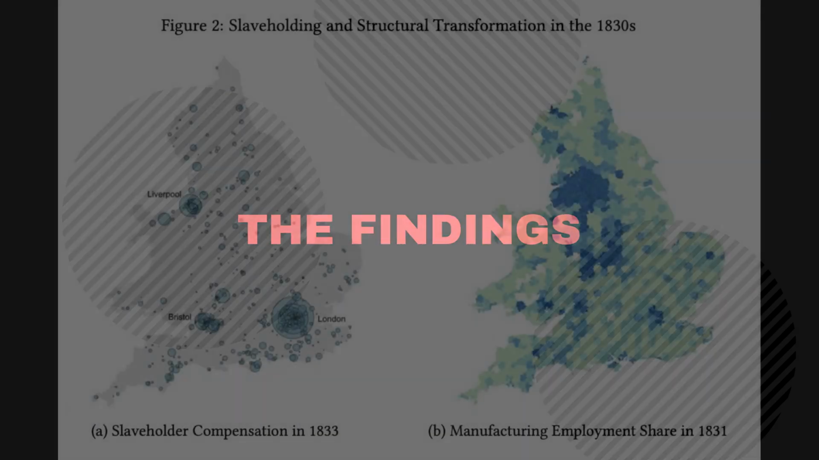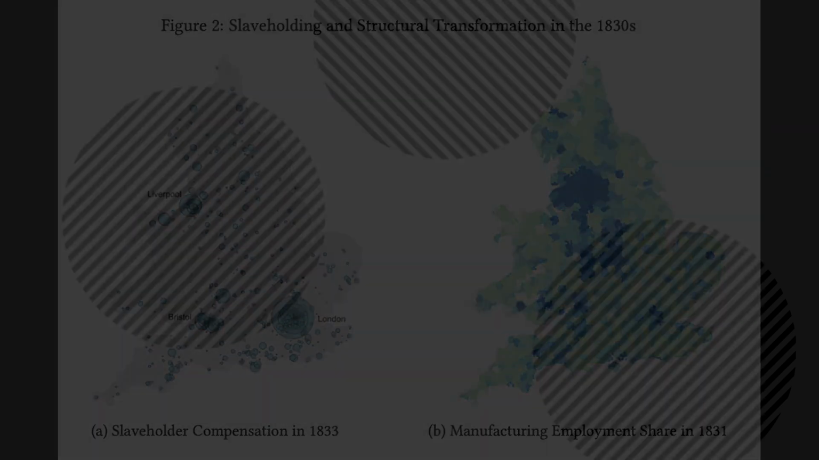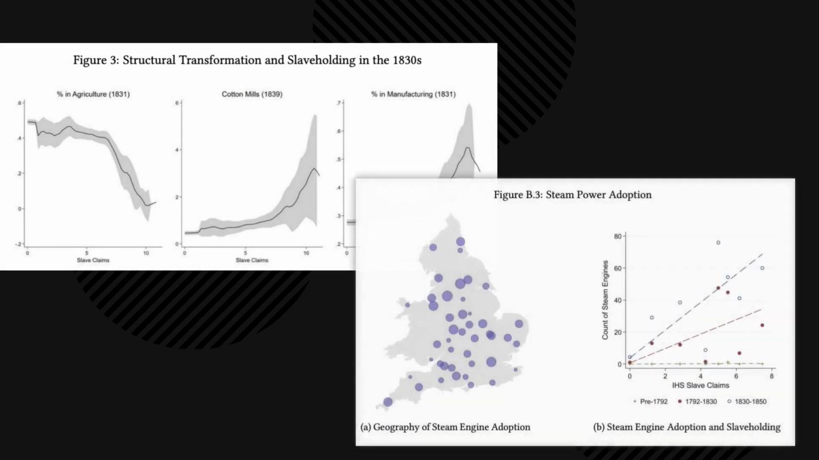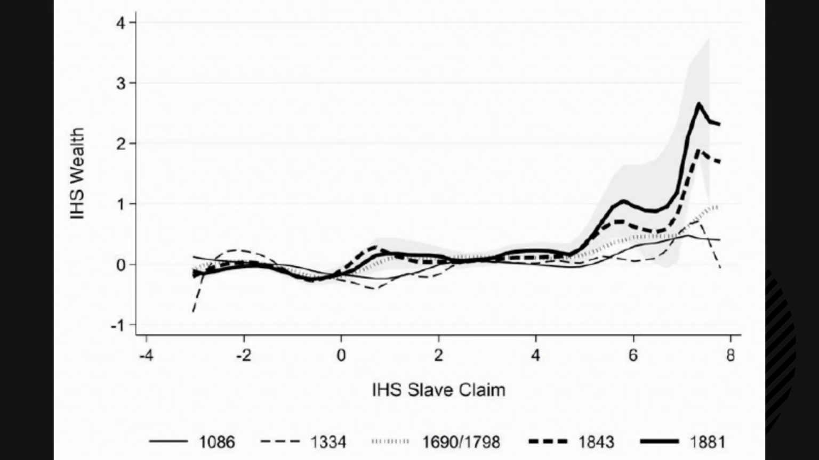Regions with prevalent slaveholding in the early 1800s also saw indications of the Industrial Revolution. And these areas included urban areas like Liverpool, London, and Bristol. These regions had more people working in manufacturing, more cotton mills, and more steam engines. Also, the relationship between slaveholding and steam engine use grew stronger over time. On top of this, the property data shows that regions with many slave owners were not significantly wealthier prior to the abolition of slavery and the Industrial Revolution.